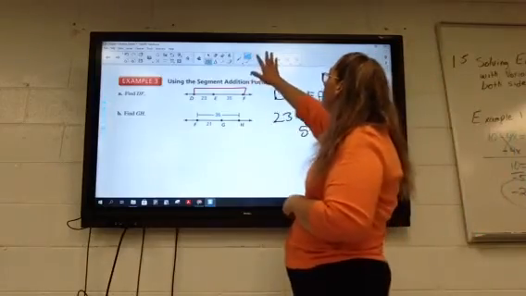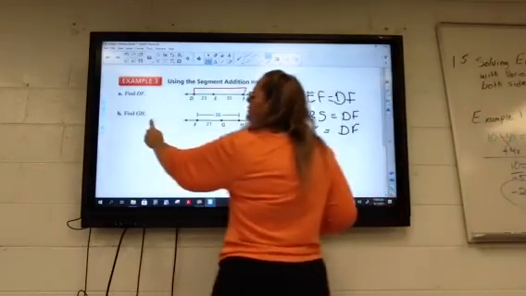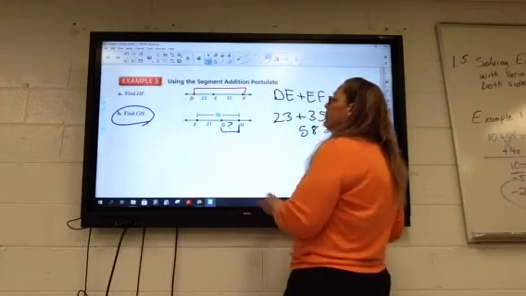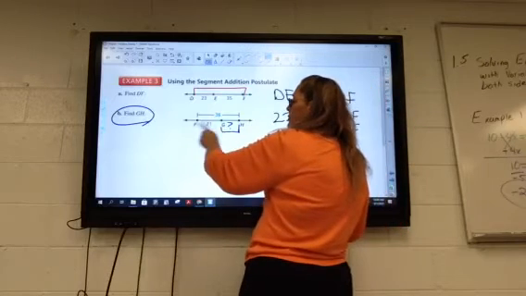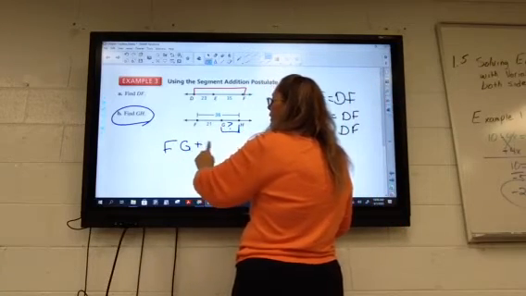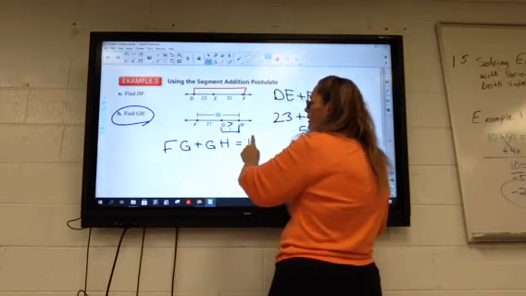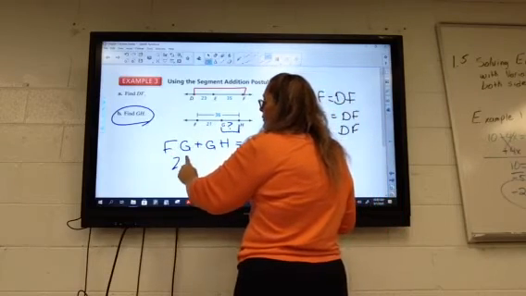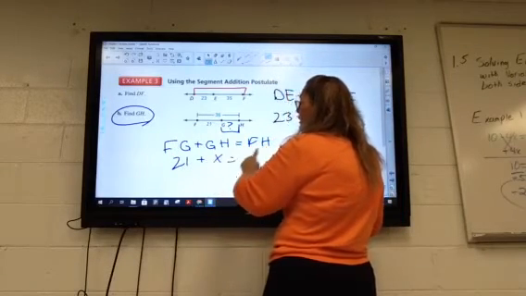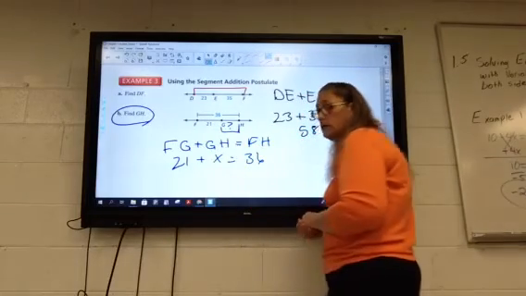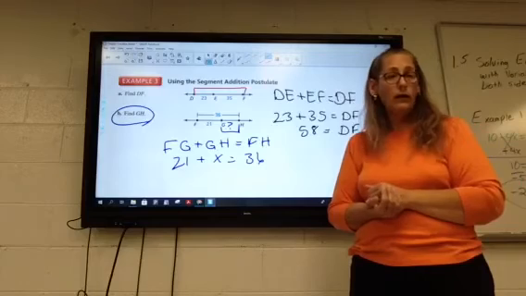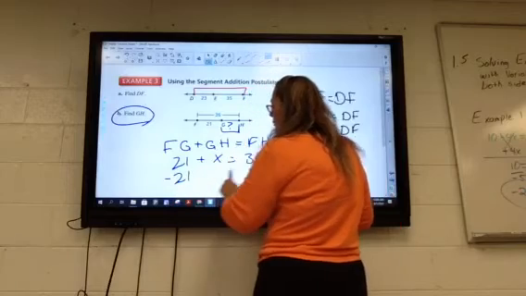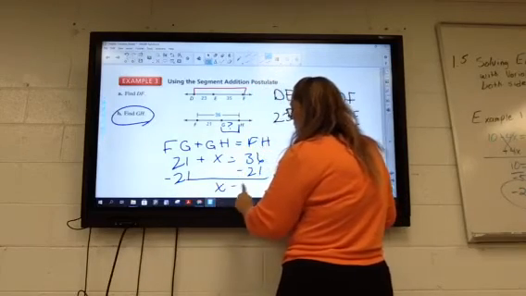All right, let's change my color. Let's look at blue. I want to find GH now. GH is just this part right here. Again, we can start with our segment addition. G is between, so FG plus GH is equal to FH. Substitute and replace what I know, so FG is 21, GH is x, FH is 36. So it's a one-step equation, not a whole lot to do here. Subtract your 21 from 36, and we're good to go. So x is equal to 15.